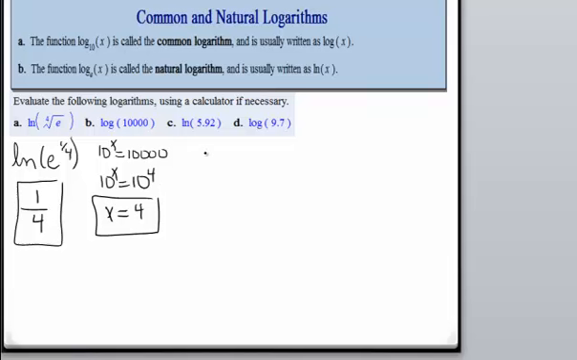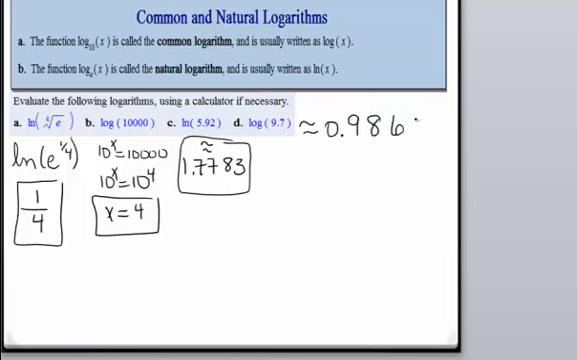So how about the next one? Natural log of 5.92. That one we can't calculate by hand. Well, we could, but that would take forever. So natural log of 5.92 in the calculator is approximately 1.7783. I'll put this here so we'll know that's an approximation. It's approximately this number. So how about the log of 9.7? This one would be approximately 0.9868.